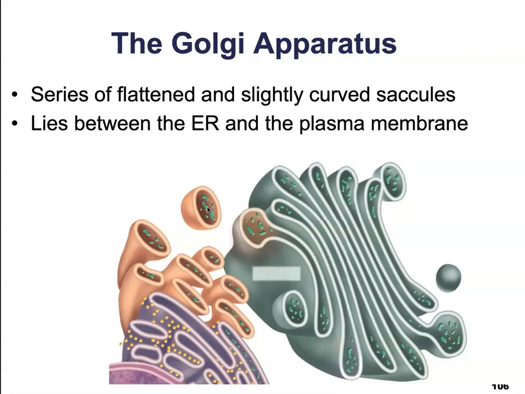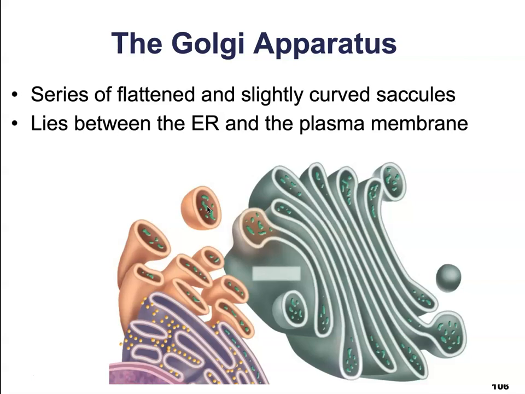It's going to lie between the ER and the plasma membrane, which makes a lot of sense because the ER, the endoplasmic reticulum, is where our proteins and our lipids were just freshly made. Now they need to be shipped out. Some of those proteins and lipids are going to be processed and used in the cell. Some of them need to be excreted.